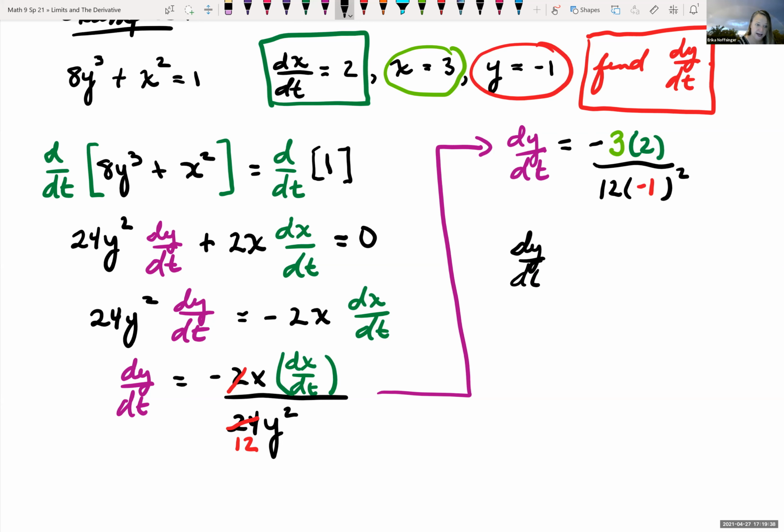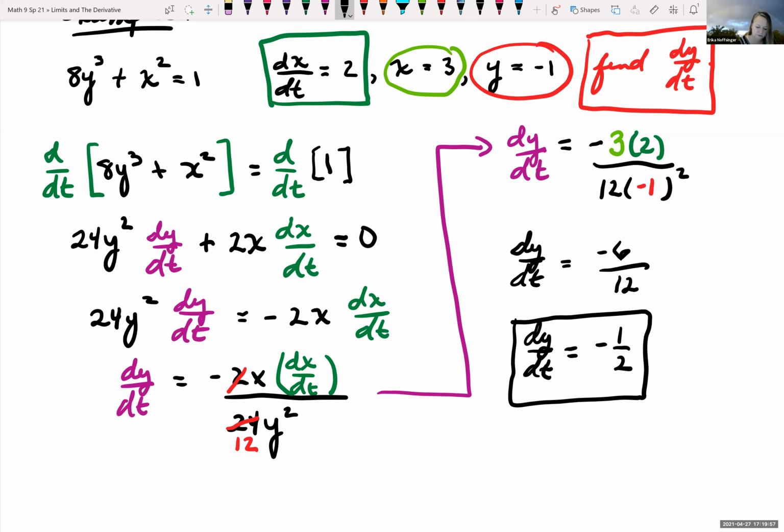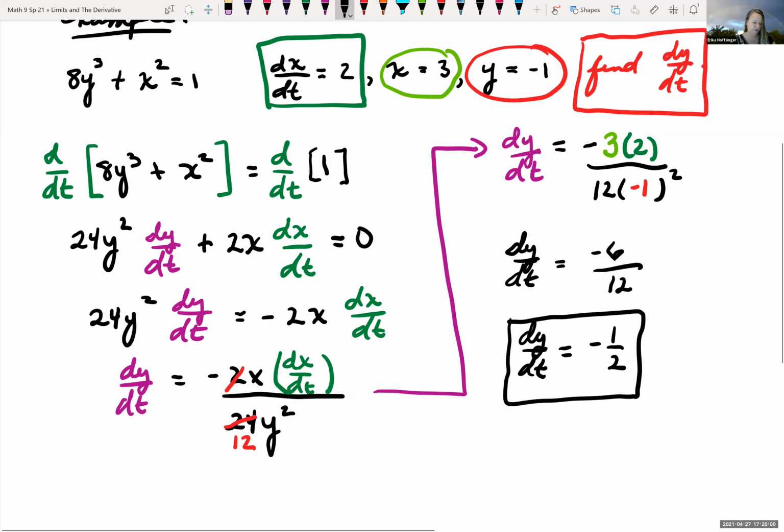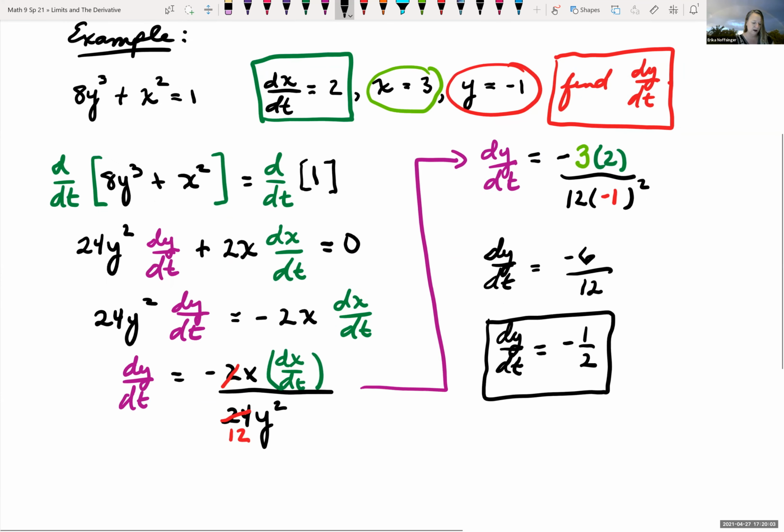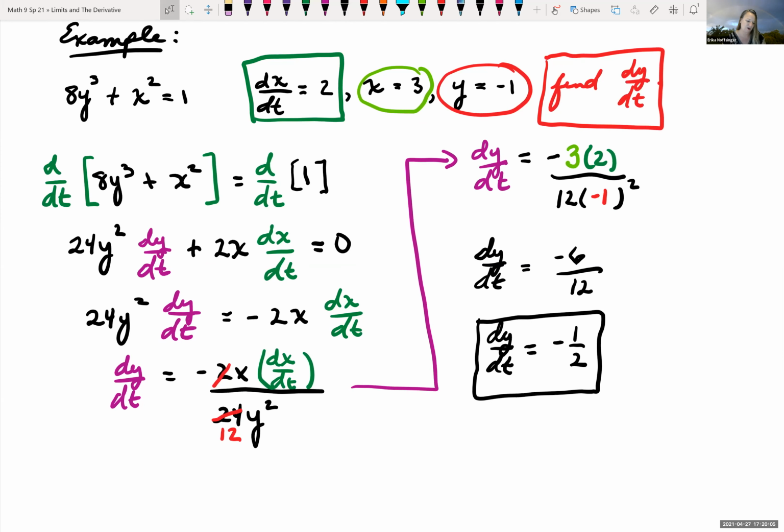So let's simplify that down. We have negative 3 times 2 is negative 6, all over 12 times negative 1 squared, which is positive 1, is 12. So we find the rate of change of y with respect to t is equal to negative 1/2. So here's an example of a related rates problem. We'll have more examples, and they are not always this simple. You might have to use your product rule or your quotient rule. So just be aware of that.